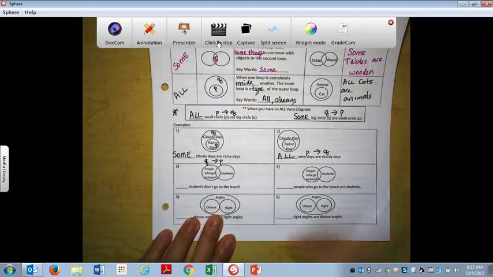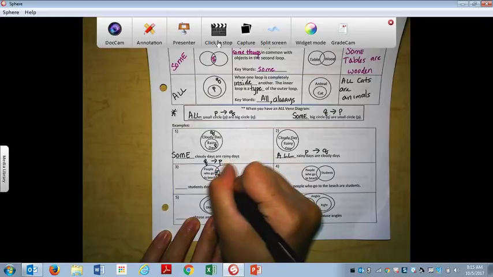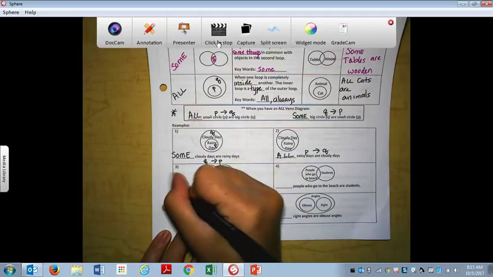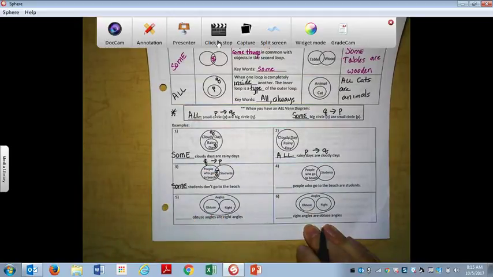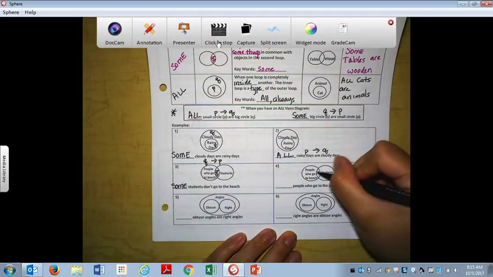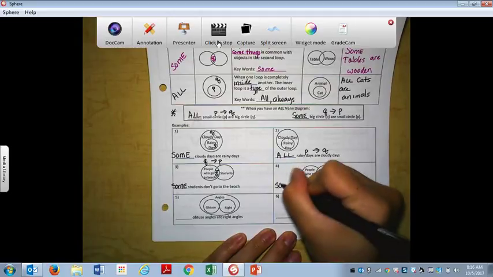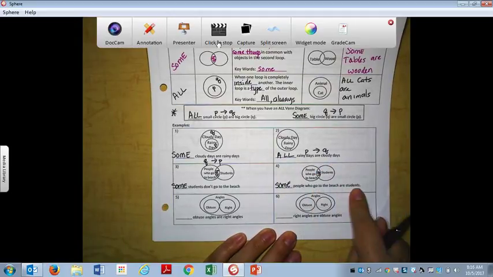This one's pretty easy. You have intersecting circles, so that's going to be some. Students don't go to the beach. Again, that intersection, some. People who go to the beach are students.